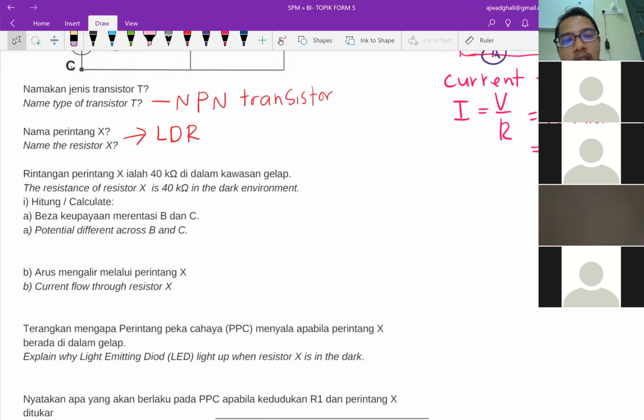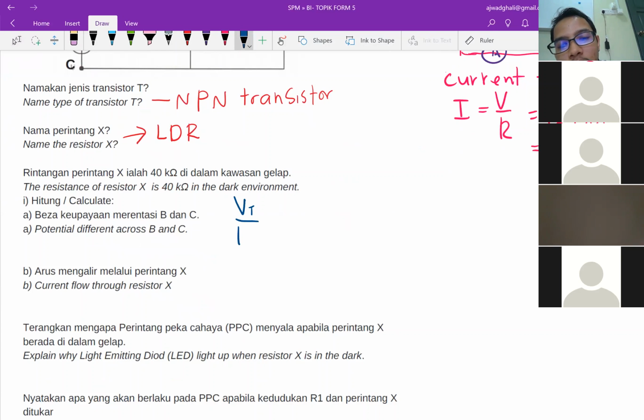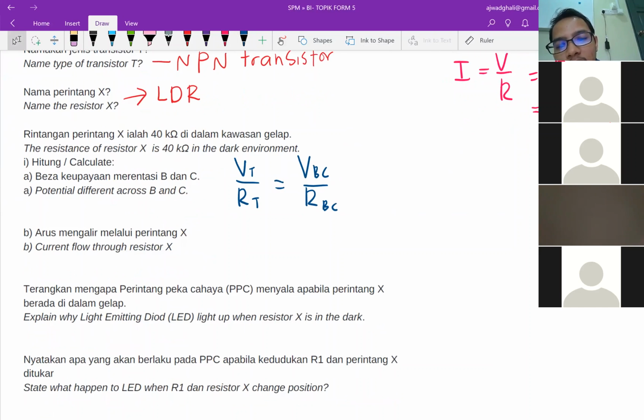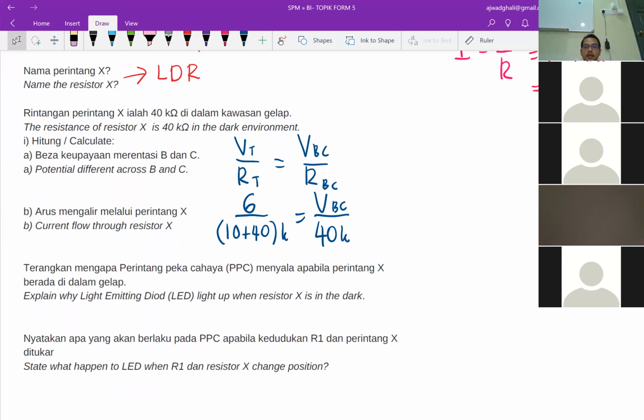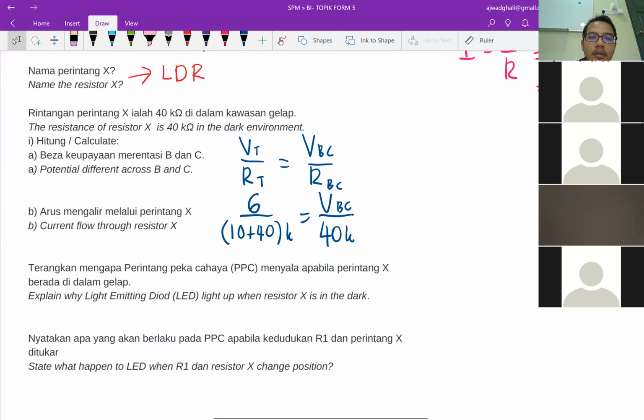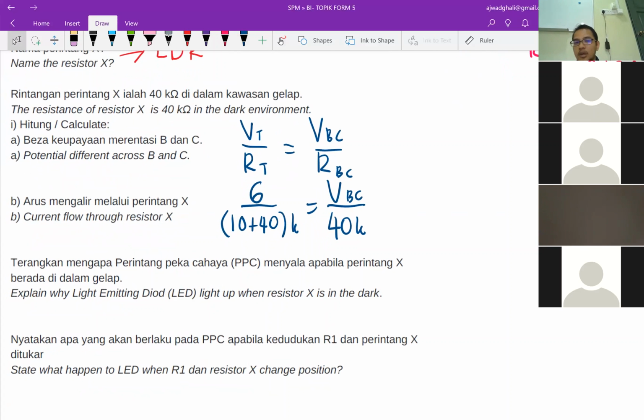So across BC, V total over R total equals VBC over RBC. V total is 6 and R total is 10 plus 40 kilo, over VBC over RBC. RBC, or R of the LDR, is given by 40K. So find the VBC. What is the VBC?